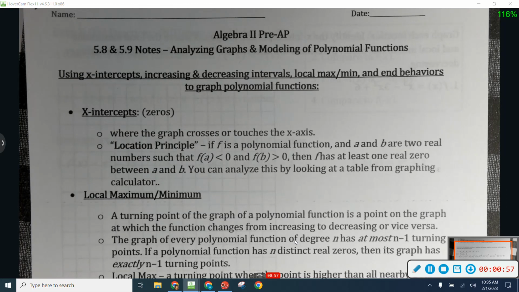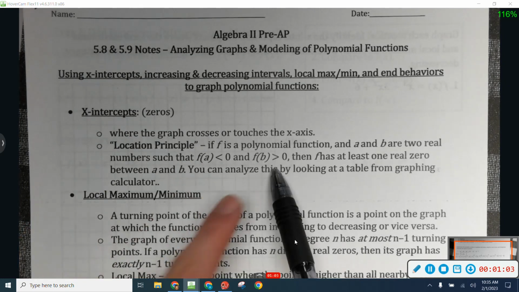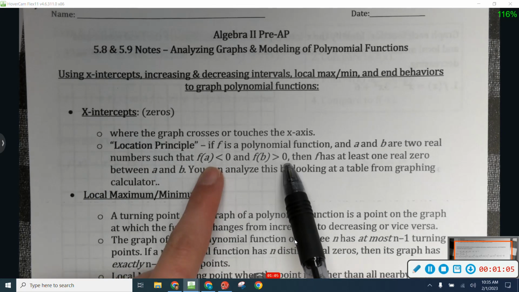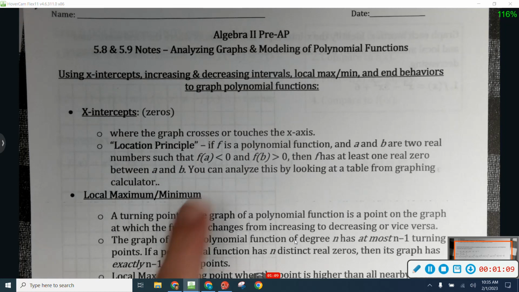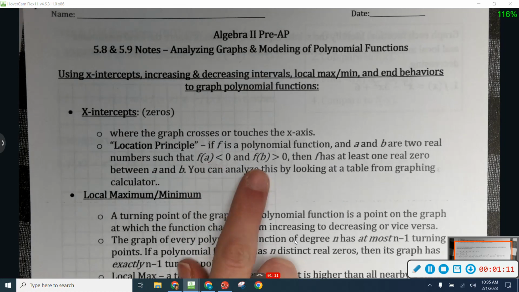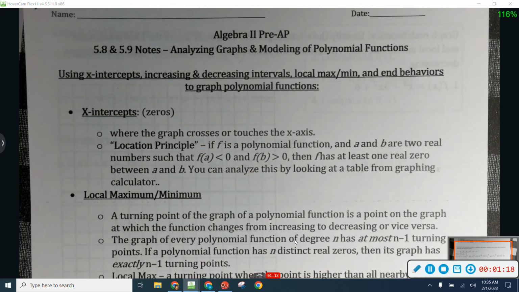Your location principle reads that if f is a polynomial function and a and b are two real numbers, such that f of a is less than 0 and f of b is greater than 0, meaning if you have a negative y value and a positive y value, then you have to have a 0 between those, right? The only way you can cross the x-axis is if your y value is changing signs from positive to negative or negative to positive, okay?